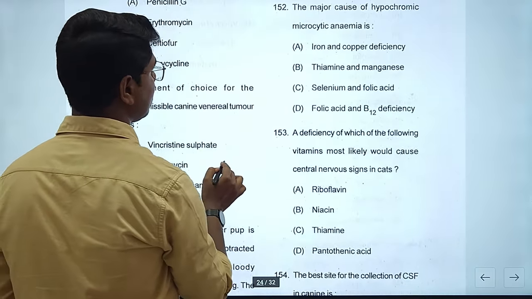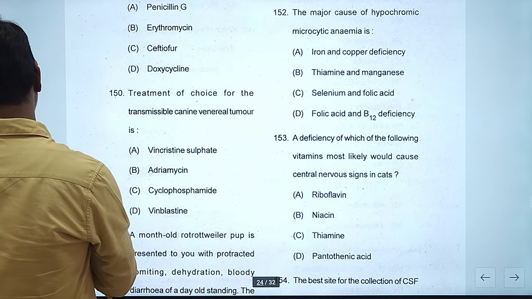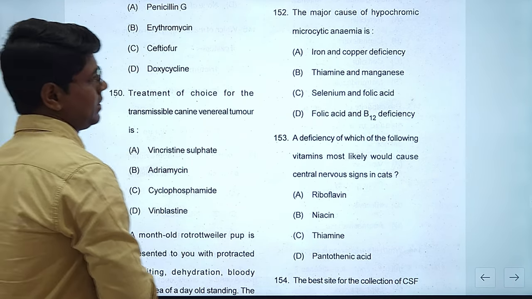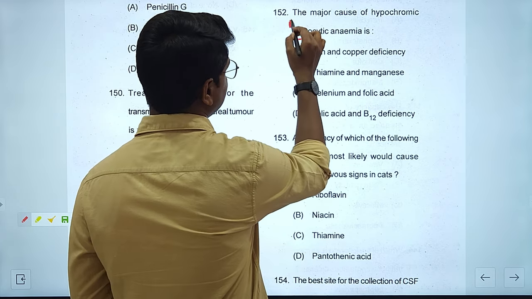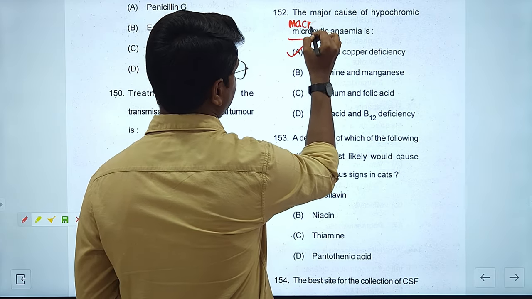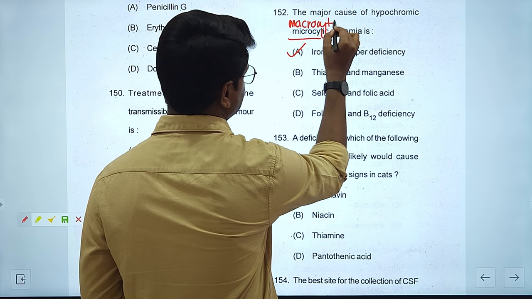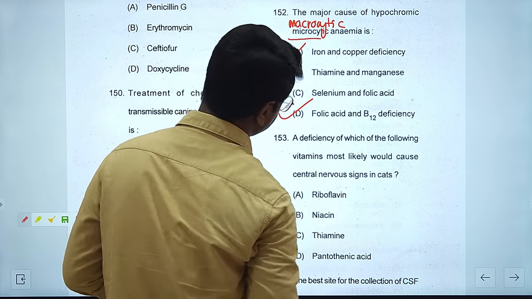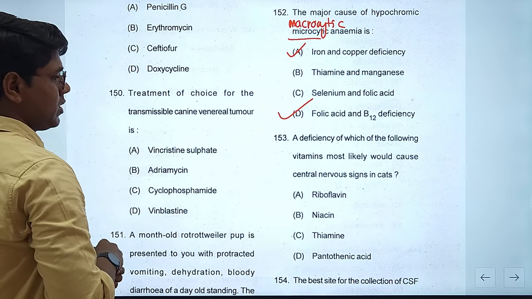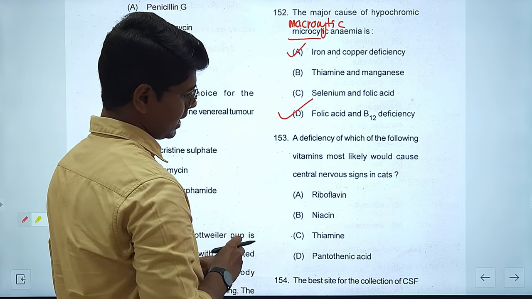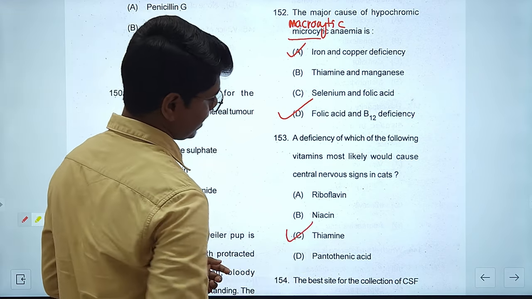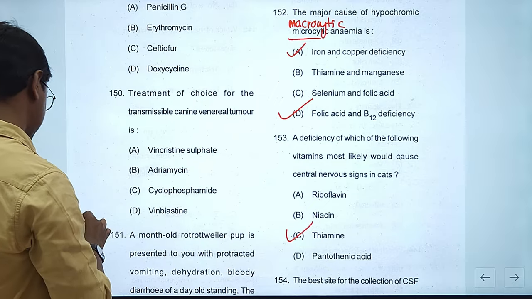Next question, the major cause of hypochromic microcytic anemia. Microcytic anemia is caused by iron and copper deficiency. If the term has been changed to macrocytic, then it is folic acid and B12. A deficiency of which of the following vitamins most likely would cause central nervous signs? Thiamine. Thiamine deficiency will cause neural signs.